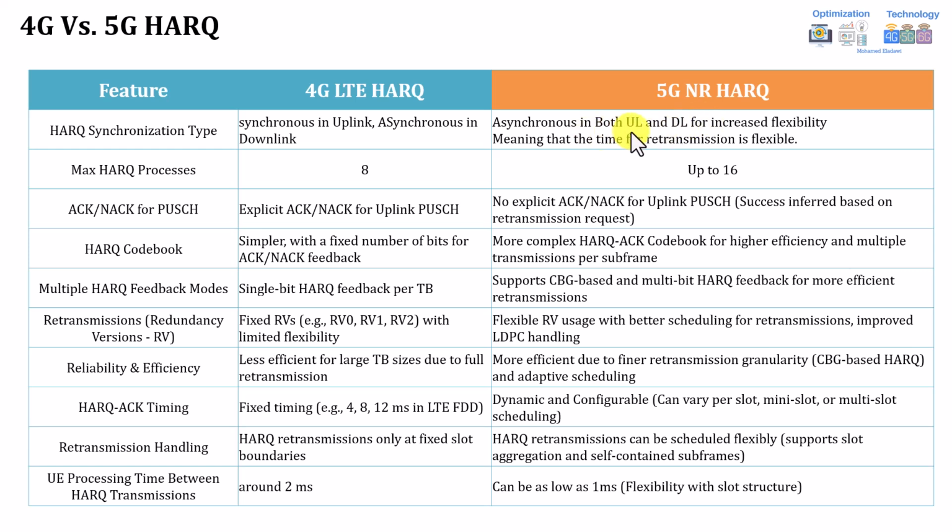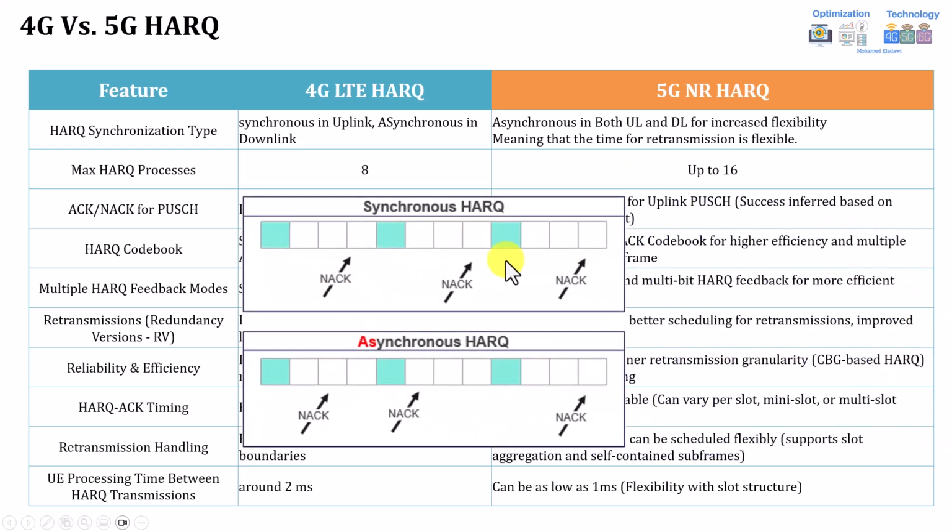What does asynchronous mean? Very simple. As you can see in this figure, synchronous HARQ means that the time of the feedback is known by the user. He knows when he will send. For example, here the first transmission, you know that he needs to send it after three slots. Same fixed time, so he knows in advance when he should send the feedback. So this doesn't have any flexibility.